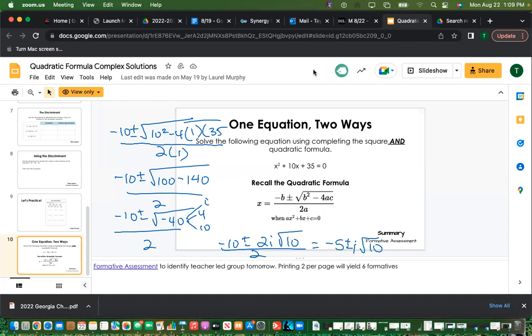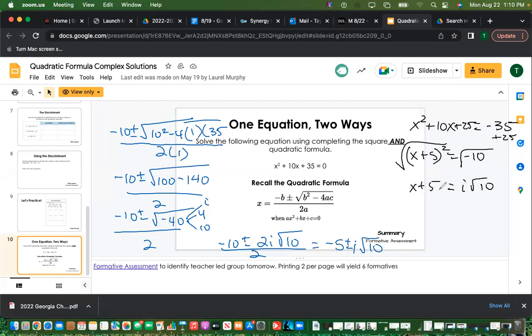If you did it the completing the square way, okay, so the stuff that we did from last week, first thing you would do is move that C term over to the other side. You would take B divided by 2, square it, and add it to both sides. So that's going to be plus 25 on both sides. You would factor, combine like terms over here. And notice how this is a very similar setup to what we have down here at the bottom. Take the square root of both sides. And so that's going to give us i square root of 10. And then we move that 5 to the other side. So x is going to equal negative 5 plus or minus i square root of 10.